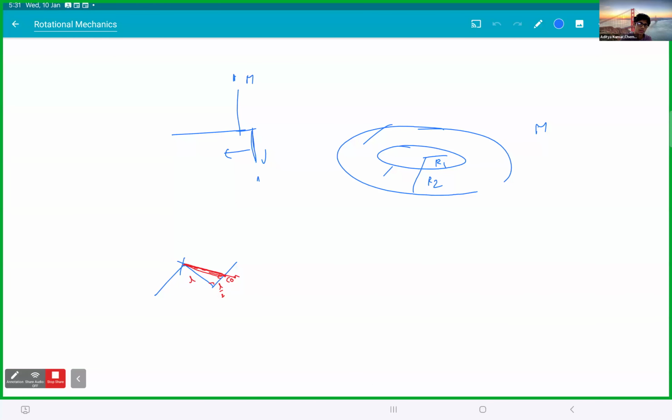All clear with this? These are the 3 parts which I said: calculation of torque, moment of inertia, and no slipping condition. Now we are done with the basic part. Now all the basics are ready.